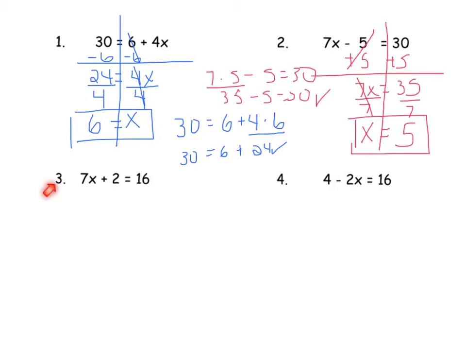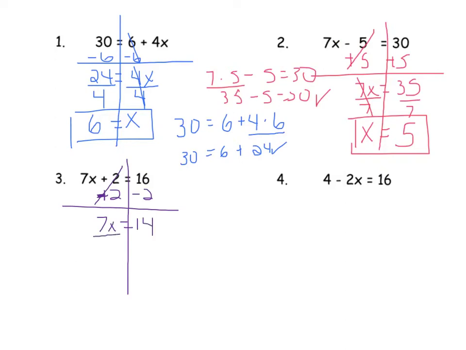Example 3. We have to find our variable. There it is. So we have to get rid of everything on the same side with it. So we are left with a variable on a side by itself at the end. It says plus 2, so the opposite of plus 2 is minus 2. Then we have to simplify, bring everything down. The 2's cancel, so we're left with 7x equals 14.